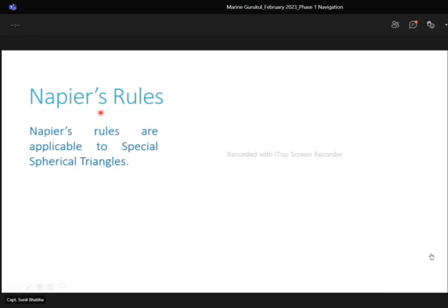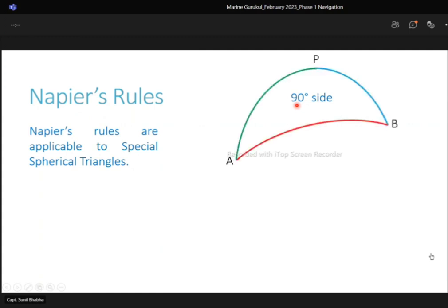Now these Napier's rules are applicable to special spherical triangles. What is the speciality in the spherical triangle? The speciality could be either a 90 degree side or a 90 degree angle. As you see in the diagram, we have a triangle PAB. And in this triangle, the red side, the side AB, is a 90 degree side.